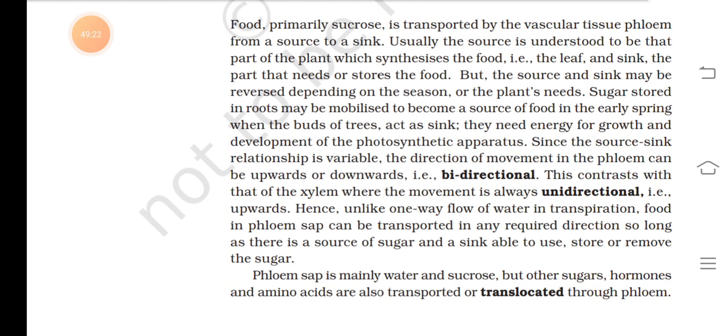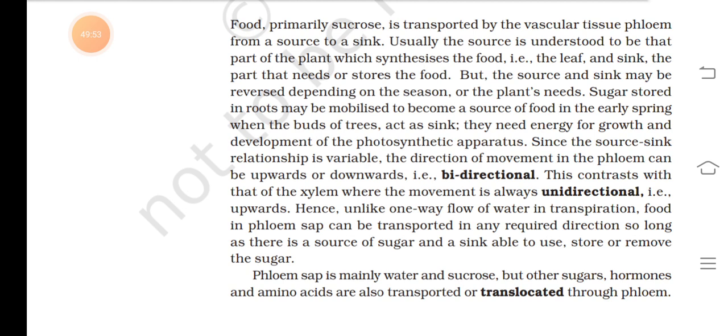Sugar stored in roots may be mobilized to become a source of food in the early spring. When the buds of trees act as sinks, they need energy for growth and development of the photosynthetic apparatus. Since the source-sink relationship is variable, the direction of movement in the phloem can be upward or downward, that is bidirectional. This contrasts with that of the xylem, where the movement is unidirectional, that is upward.